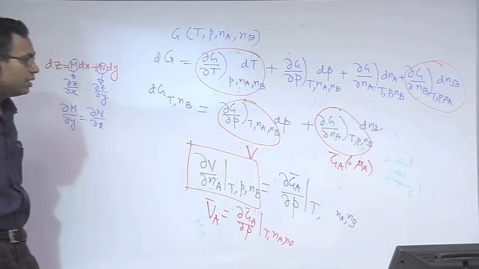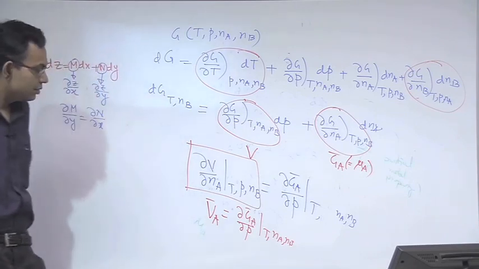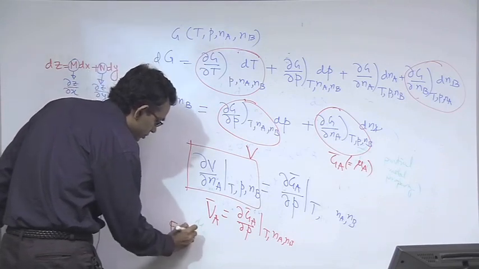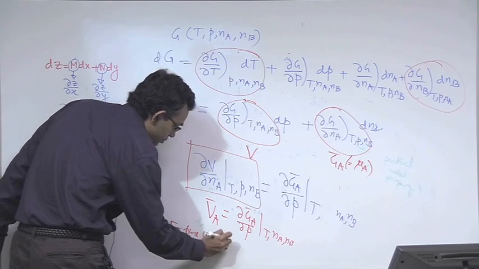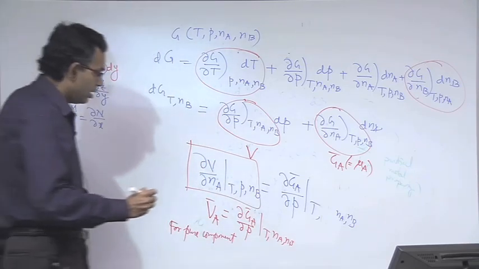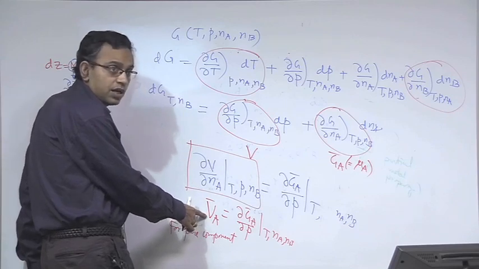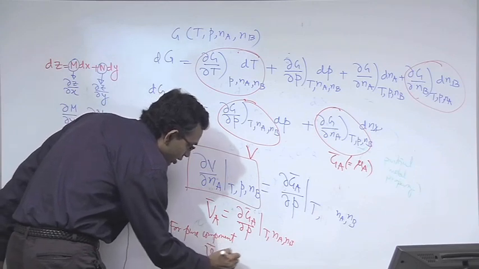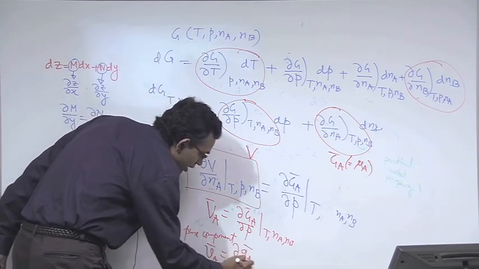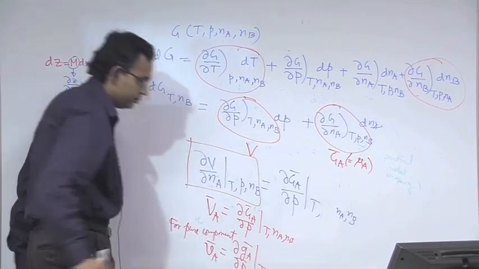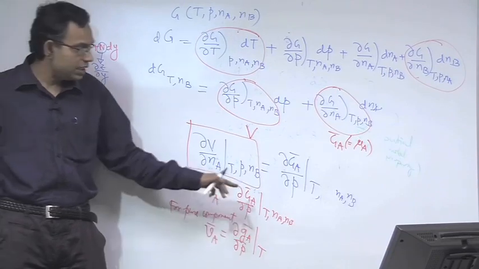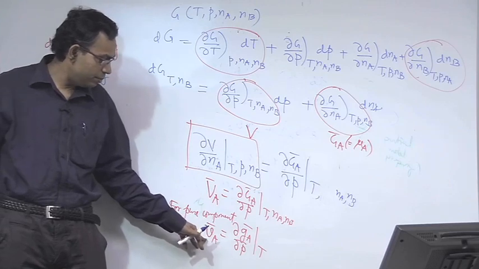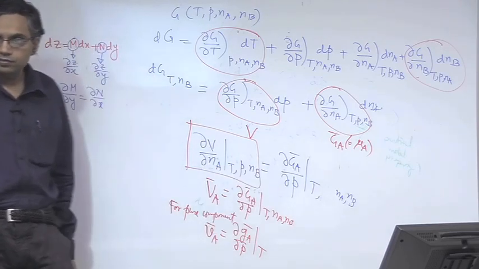We can write the same thing for the pure component. For the pure component, in place of partial molar property, it will be molar property. So V A with a bar at the top is equal to del G A del P at constant T, and N A, N B of course, because for the pure component, N A and N B are anyway fixed.